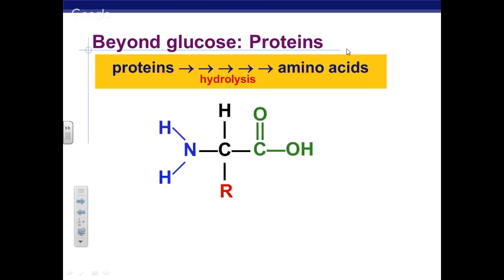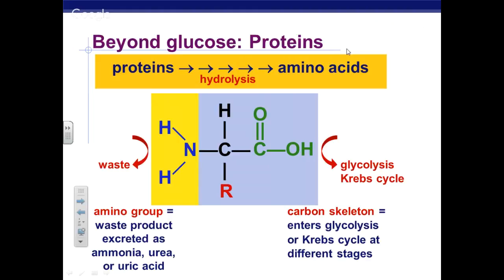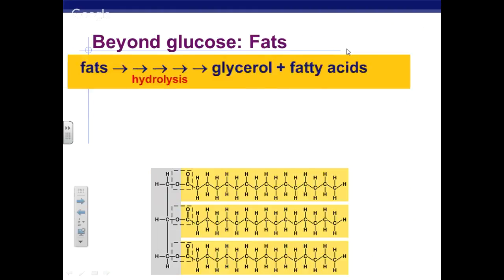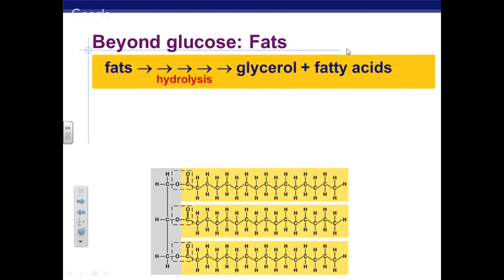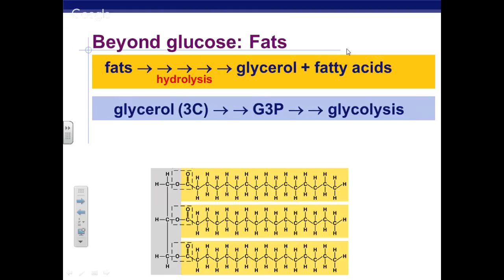Okay, so proteins have to be broken down into their amino acid parts, and then we don't want that amine group, so we have to get rid of that. We'll take the carbon chain, modify it however it needs to be modified, and depending on what you have left, you can enter it at different parts of glycolysis or in the Krebs cycle. That amine group will go off and will form urea.